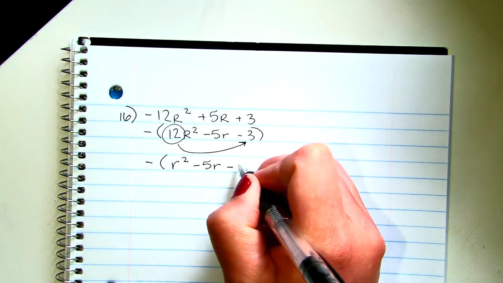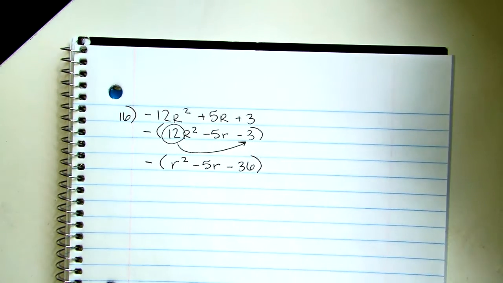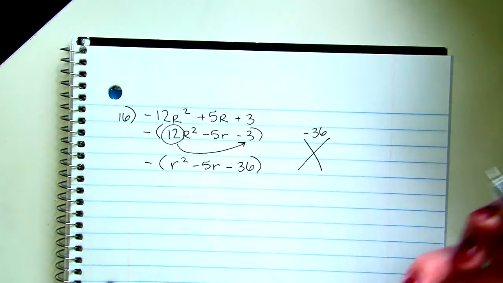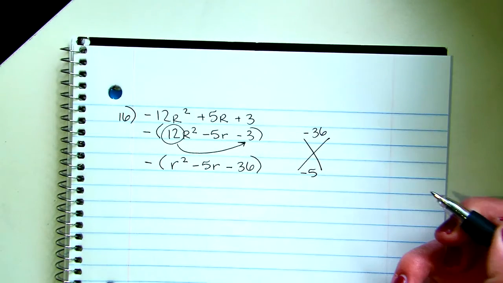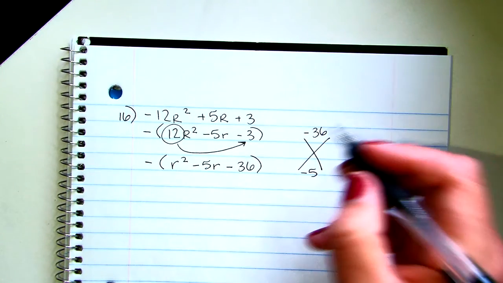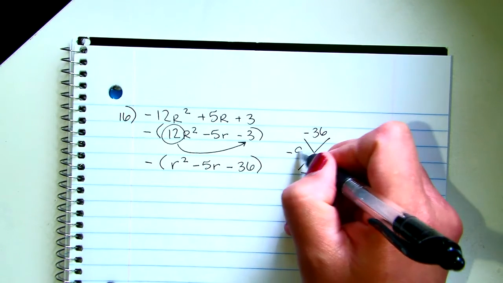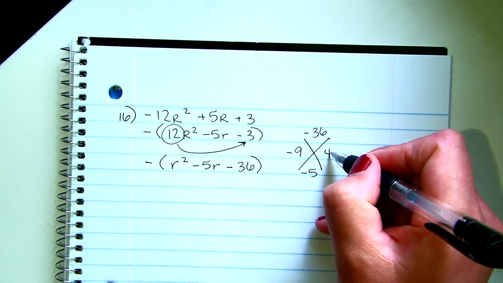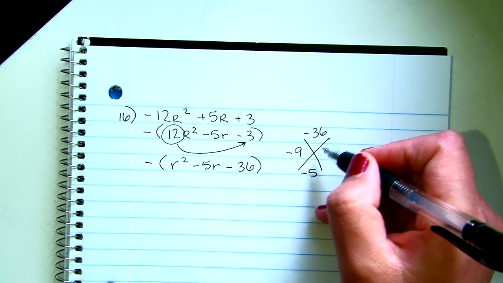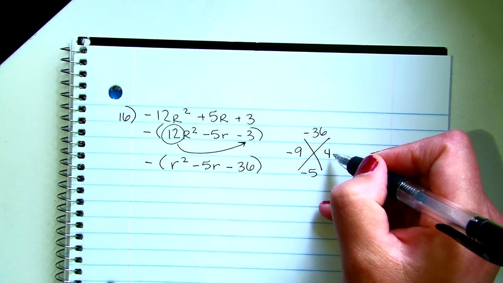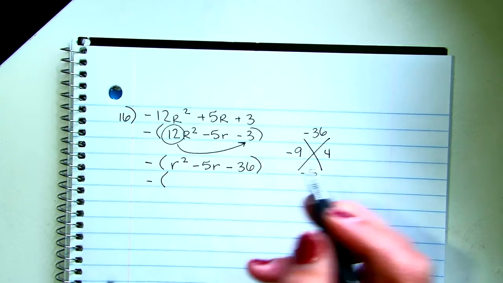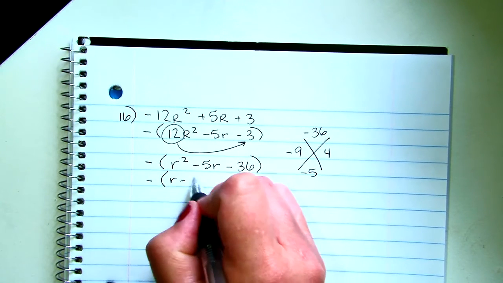Now my task is to look for numbers that multiply together to give me negative 36, but add together to give me negative 5. In this case, those two values are negative 9 and positive 4. Negative 9 times positive 4 gives me negative 36. Negative 9 plus 4 gives us negative 5. So I'm going to rewrite this as negative parentheses r minus 9 and r plus 4.